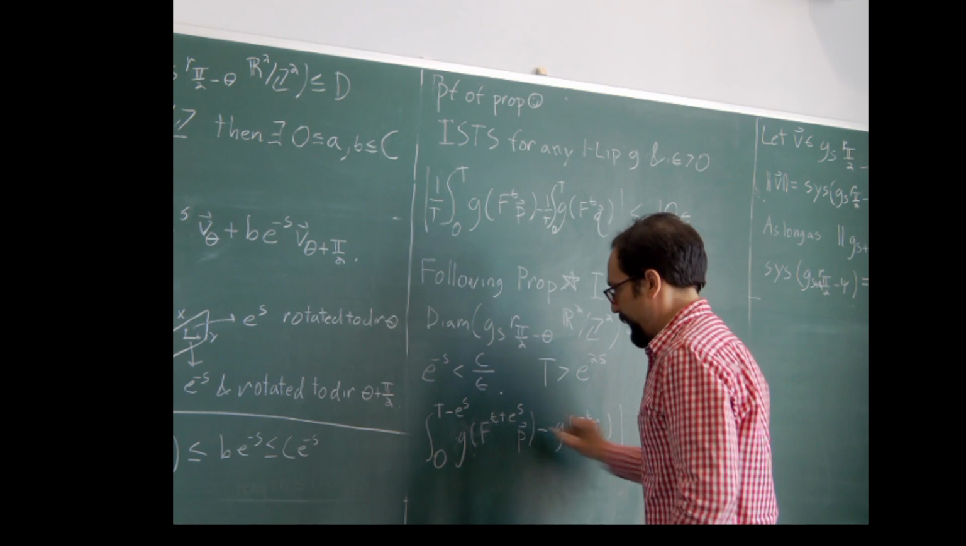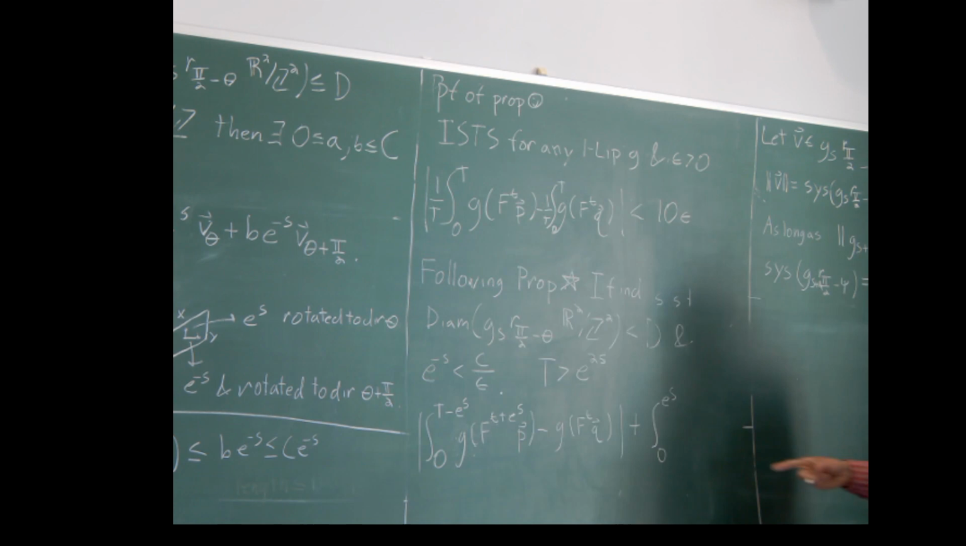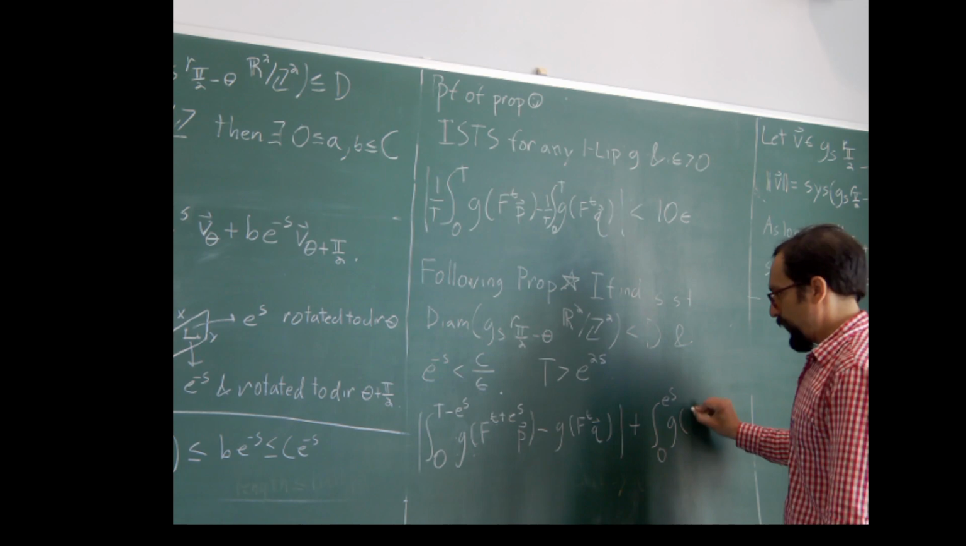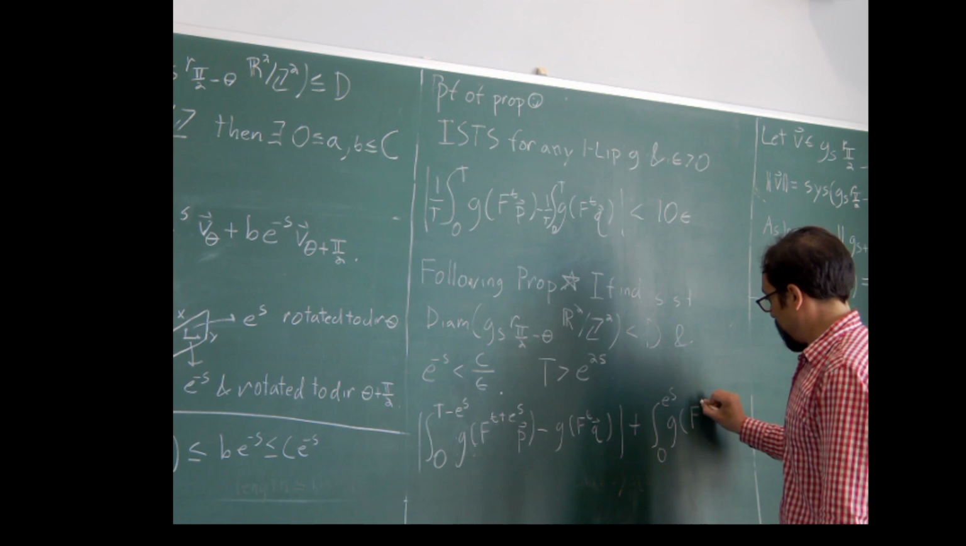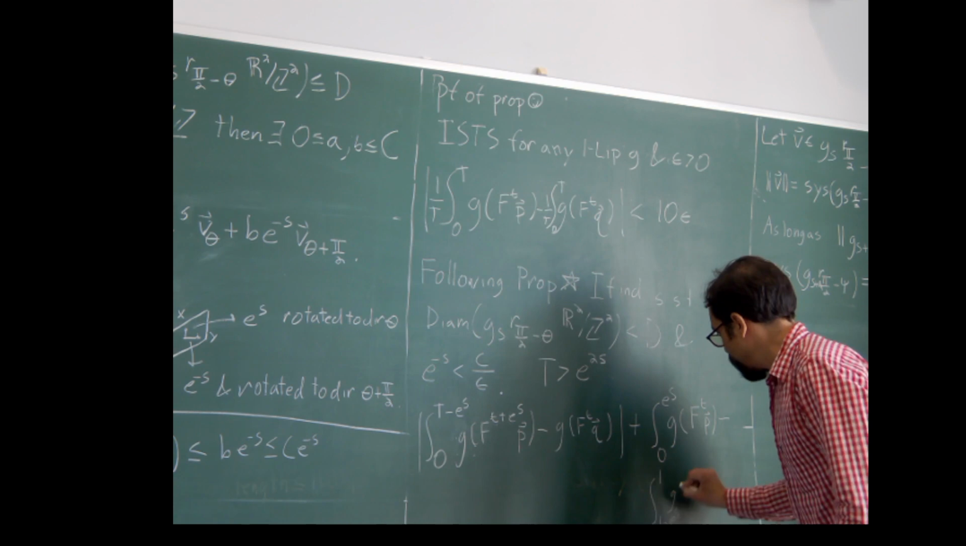And then I've got my two remaining small terms. I have the integral from 0 to e to the s, which by the way is like epsilon over c times t, of g of f of t of p, minus the integral from 1 minus e to the s to 1 of g of f of t of q.